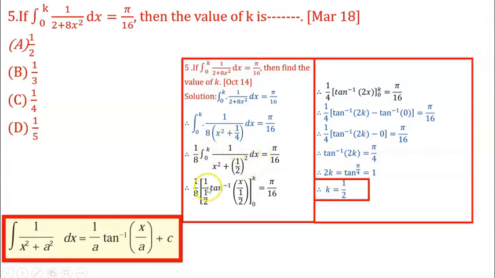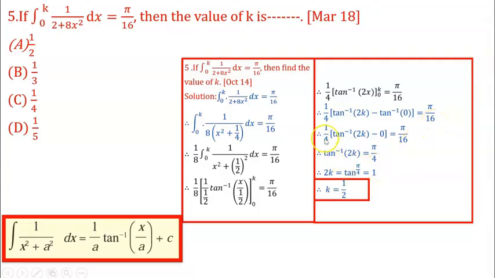And its integration is 1 upon a. What is a here? 1 upon 2. Then multiply by the reciprocal, it will become the numerator. Or you can simplify here, then you will get 1 by 4. Tan inverse of x upon 1 upon 2, multiply by the reciprocal, it will become tan inverse of 2x, lower limit is 0, upper limit is k, and that's equal to pi upon 16. Now, upper limit minus lower limit. Upper limit is k, therefore x is replaced by k. 1 by 4 tan inverse of 2k minus tan inverse of 0 is equal to pi upon 16.